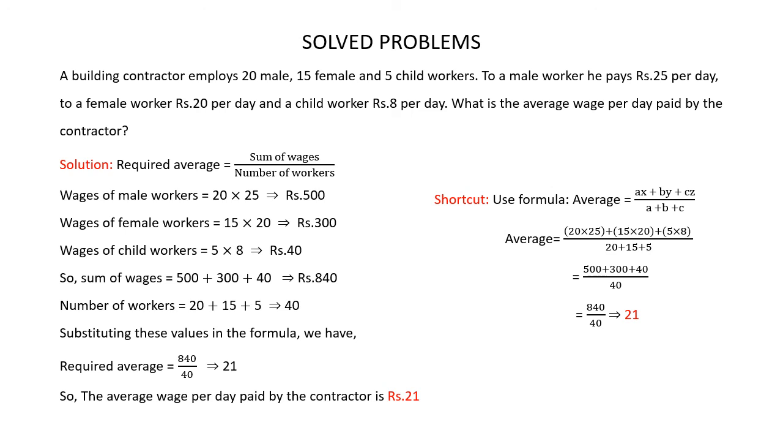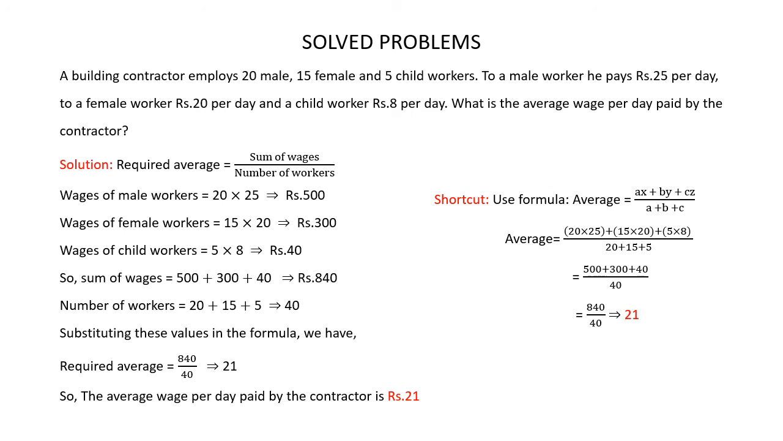Now you can solve this problem in a shortcut method using the formula average is equal to (ax plus by plus cz) divided by (a plus b plus c). Here a, b and c are the number of male, female and child workers. X, Y and Z are their respective pays.